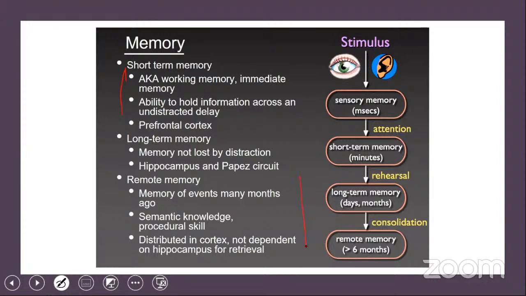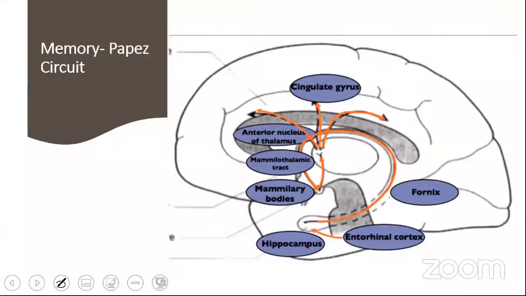So that's remote memory, which is usually more than 6 months. So this is the hippocampus. You can see the entorhinal cortex, the fornix, and the fornix is going into the mammillary bodies here. From the mammillary bodies, you go to the mammillothalamic tract, and from the mammillothalamic tract, that is from the anterior nucleus of the thalamus, it goes to the cingulate gyrus, and the cingulate gyrus back to the parahippocampal region, hippocampus. So this is the Papez circuit.